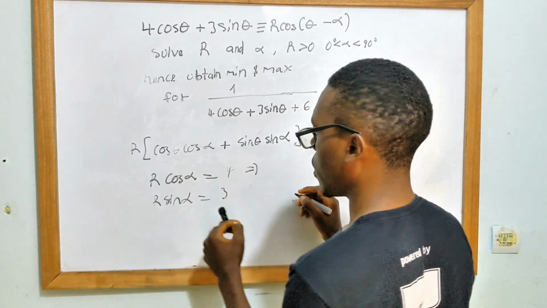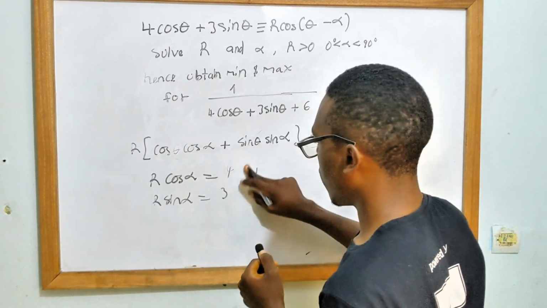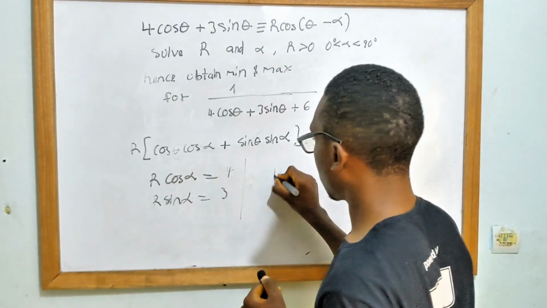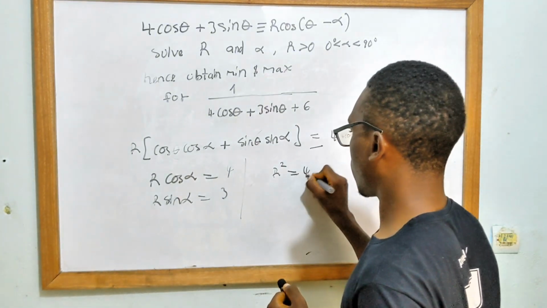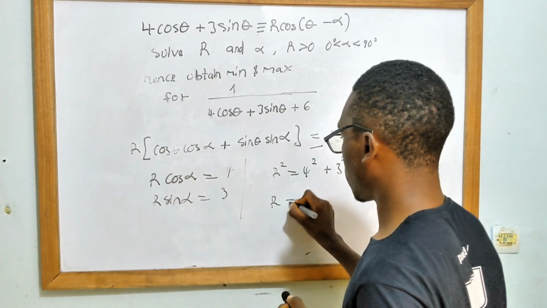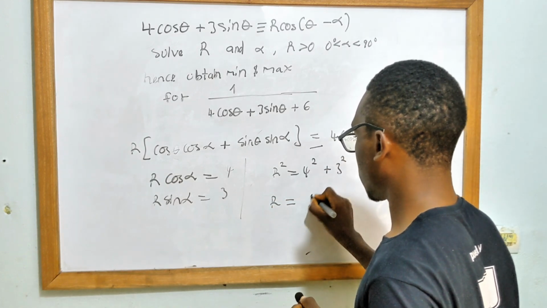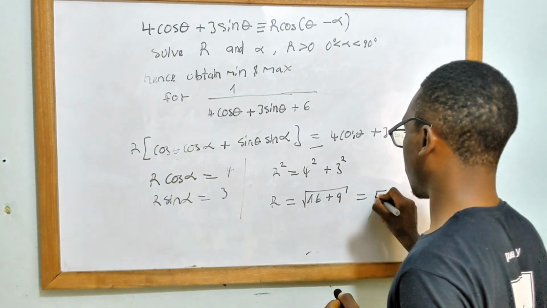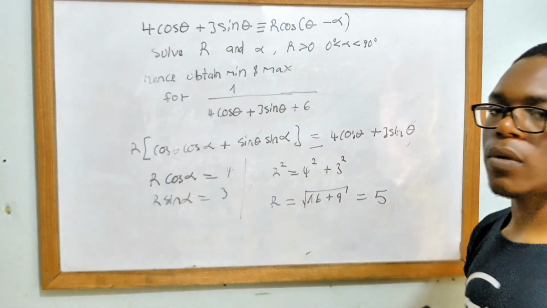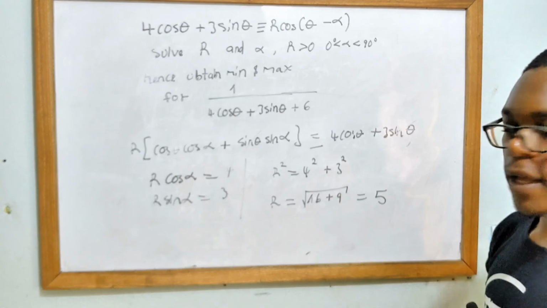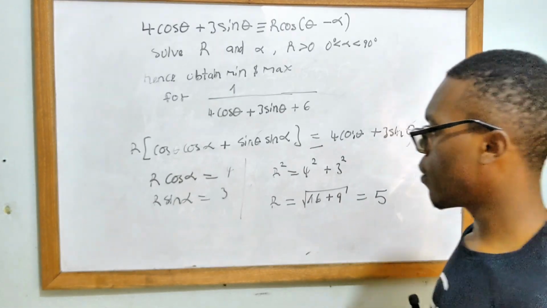From here, we can find r squared equals 4 squared plus 3 squared. Therefore, r is the square root of 16 plus 9, which equals 5. You're asking yourself what happened here, and how is this r coming from?